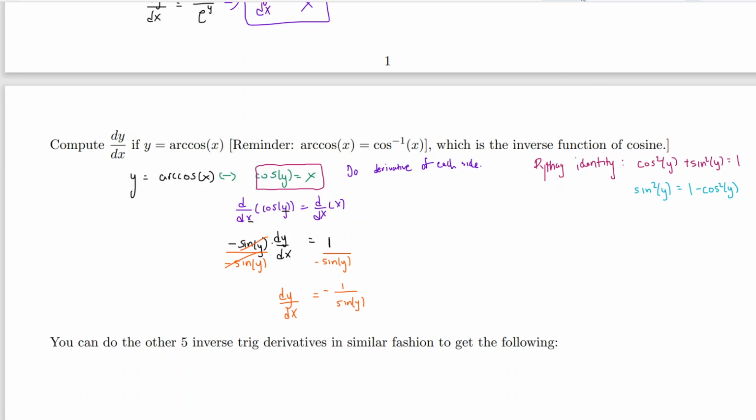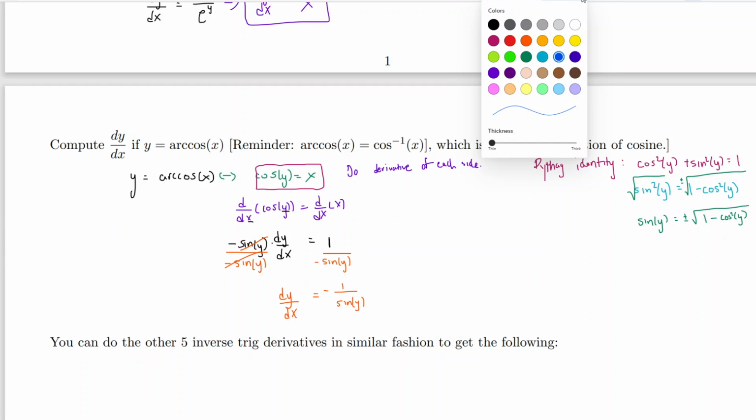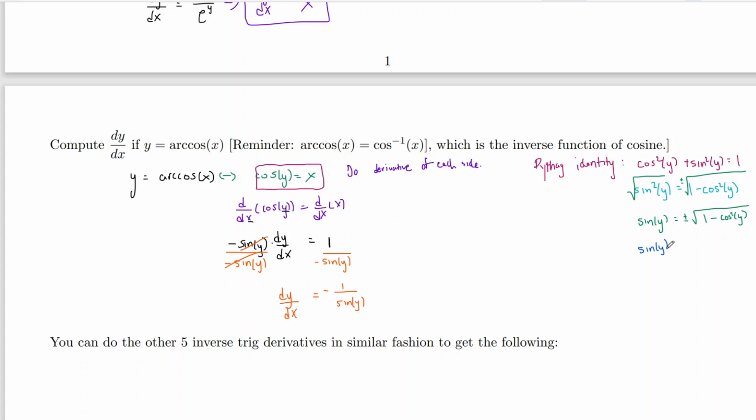And then we do the square root. And when we do the square root, we know we get a plus or minus. We get sine of y equals plus or minus the square root of 1 minus cosine squared of y. Now, we'll worry about the plus and minus in just a second, but what I want to point out here is that because cosine of y, which right here is x, if you plug this in, we get sine of y equals plus or minus the square root of 1 minus x squared. And that's exactly what's here. We have sine of y, so this is going to plug in.